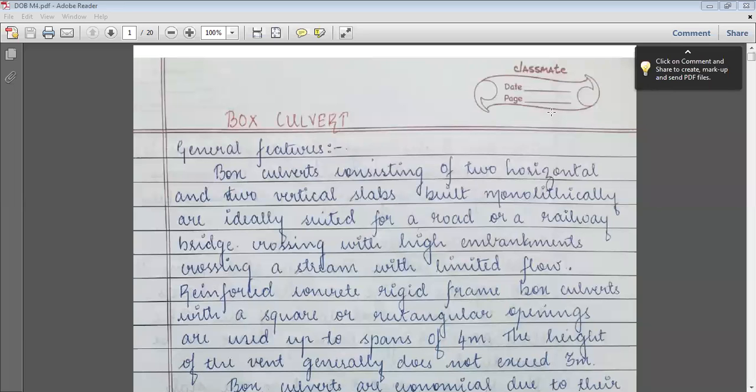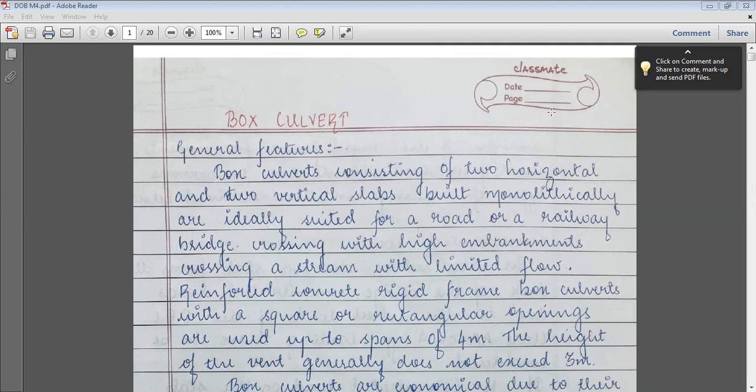Hello everyone. Today we'll start with the fourth module of design of bridges. In the third module we have girder beams. After this fourth module we'll go for the third module. We'll start with the third module, that is box culvert.